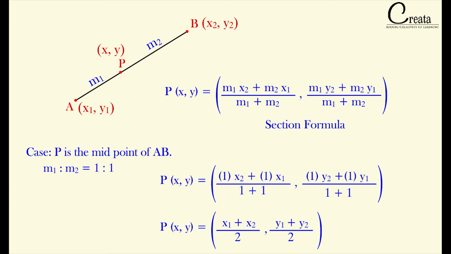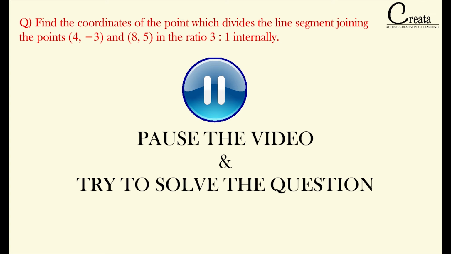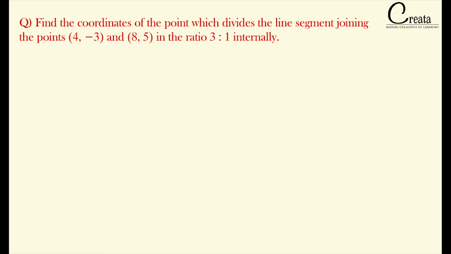Okay, so let's take some questions to show the implementation of the formula. The question is, find the coordinates of the point which divides the line segment joining the points (4, -3) and (8, 5) in the ratio 3 is to 1 internally. This question is talking about 2 points. The coordinates of the first point are (4, -3) and the second point are (8, 5). It is also talking about another point which divides the line segment joining these 2 points in the ratio of 3 is to 1, and we have to find the coordinates of this point.